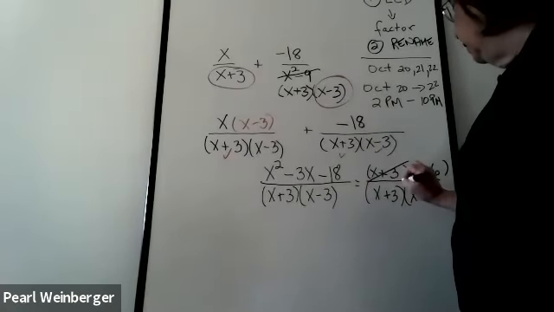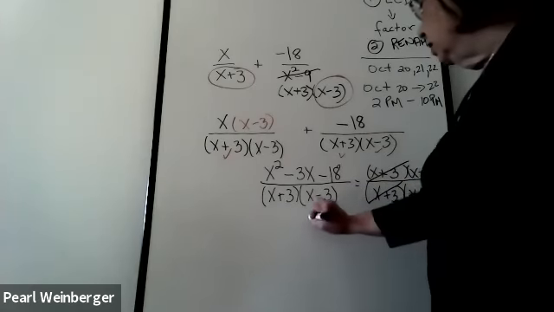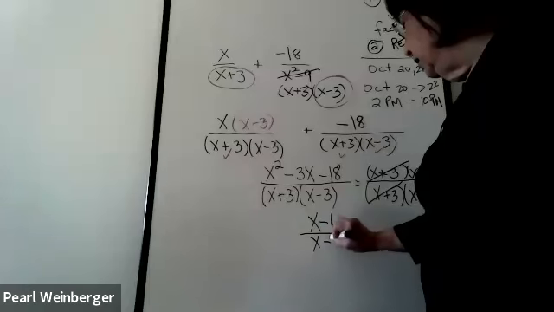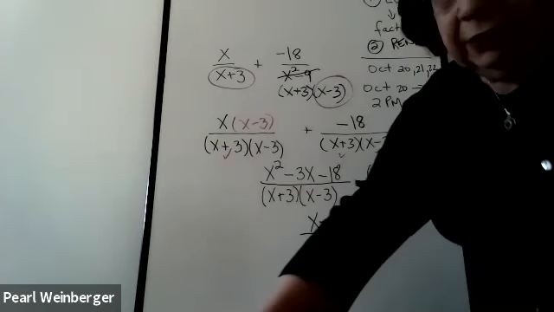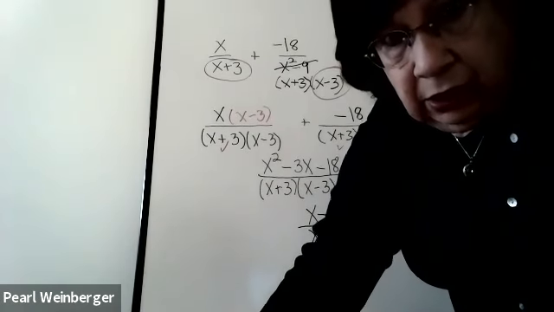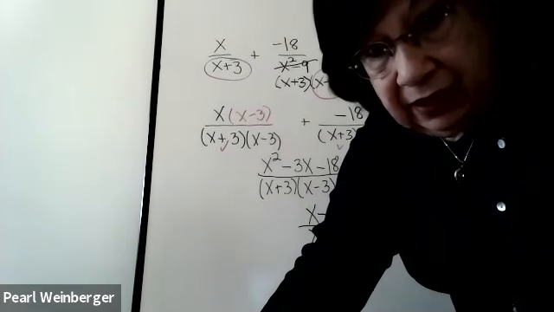Notice we have an x plus 3 in the numerator and the denominator. So my final answer comes out to be x minus 6 over x minus 3. And that is exactly what Hoda got. So that's beautiful.